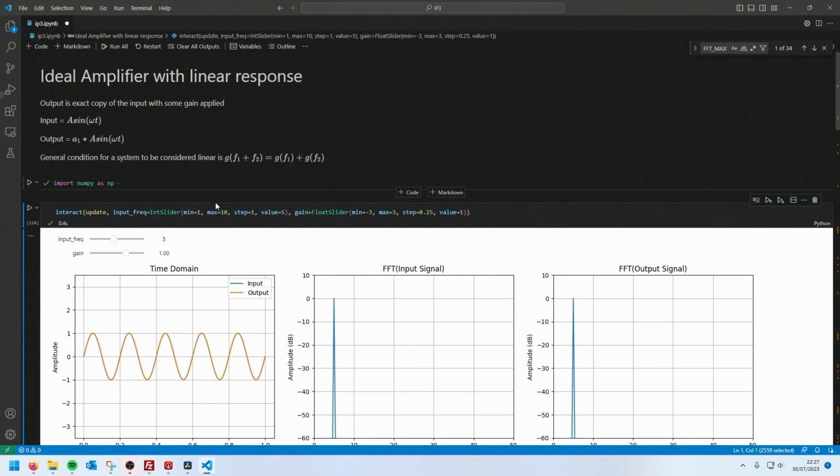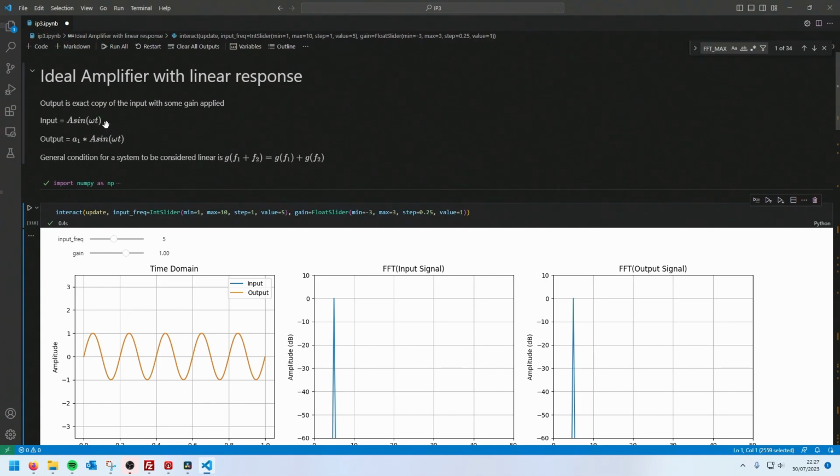And an amplifier with no intermodulation distortion is called a linear amplifier. And what a linear amplifier means is the output is just some multiple of the input. So if we had an input, so here we've got a sine wave with an amplitude of capital A and an angular frequency, so 2 pi times the frequency, of omega.